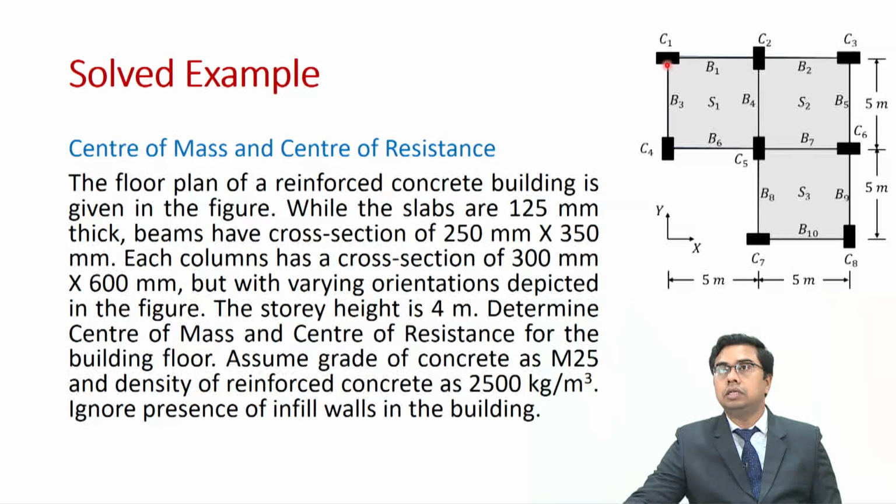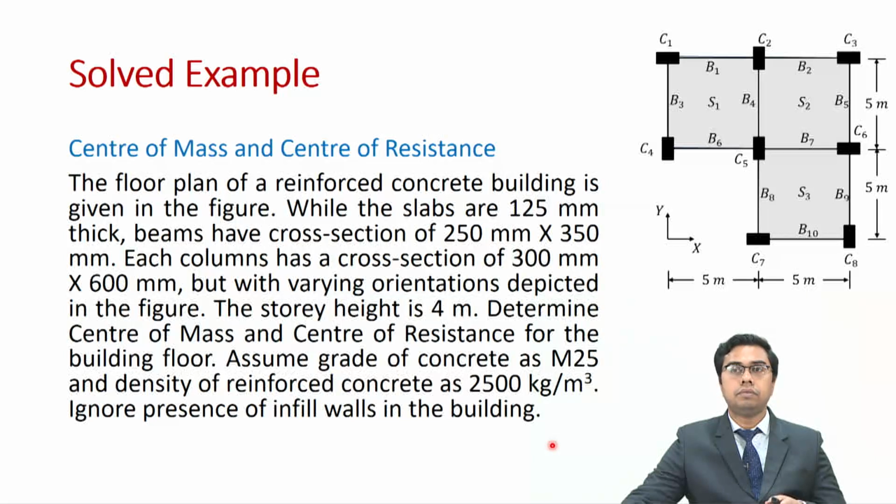However, the orientation of columns are different. Some of the columns like C1, C3, C6 and C7 are oriented in one direction, while the other columns C2, C4, C5 and C8 are oriented in the other direction. However, their cross sectional dimensions are the same. The story height is 4 meters. Now, our job is to find the center of mass and center of resistance for this building floor. We shall assume that the grade of concrete is M25 and the density of reinforced concrete is 2500 kg per meter cube. We will ignore the presence of infill walls in the building.